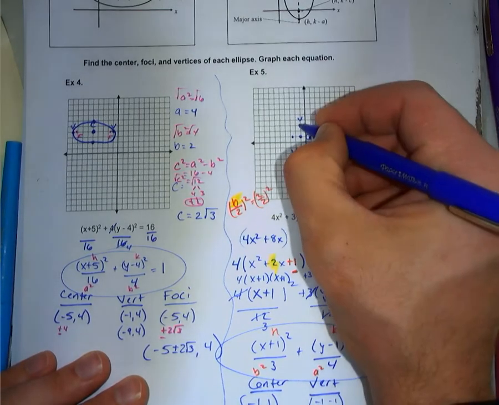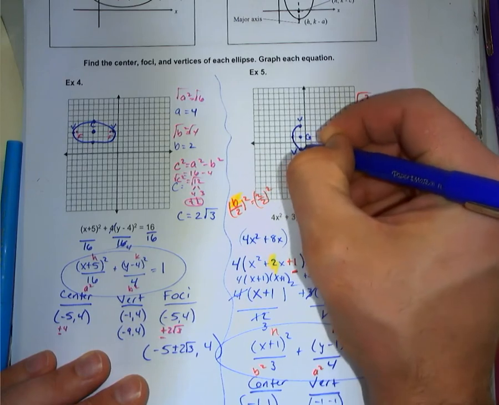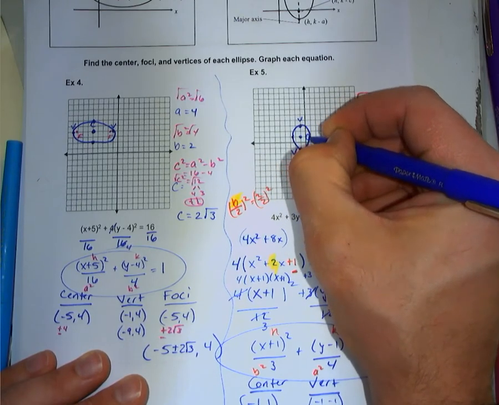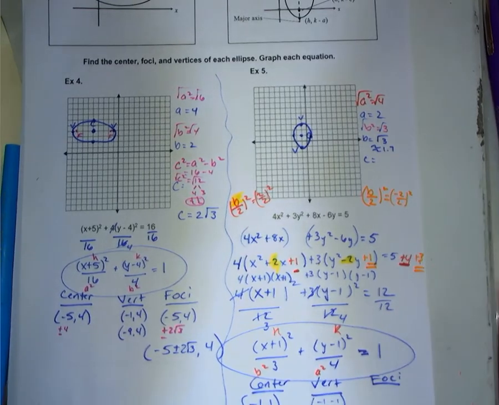You don't have to come up with those vertices unless you want to. So again, from my center, I went over 1.7-ish. It's pretty close to a circle, but not quite.